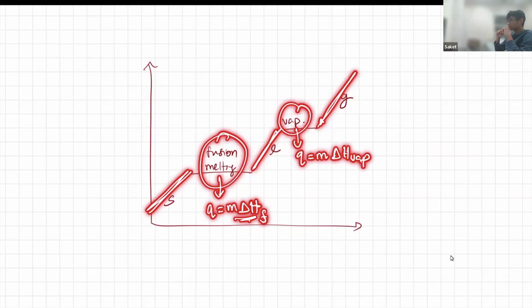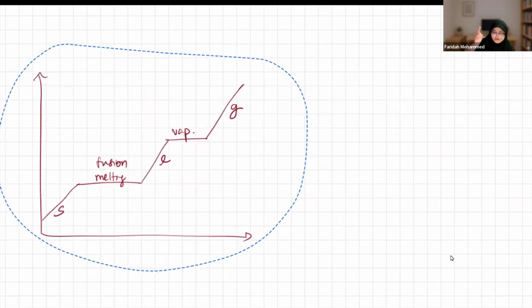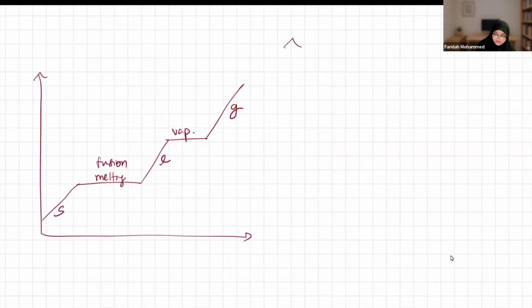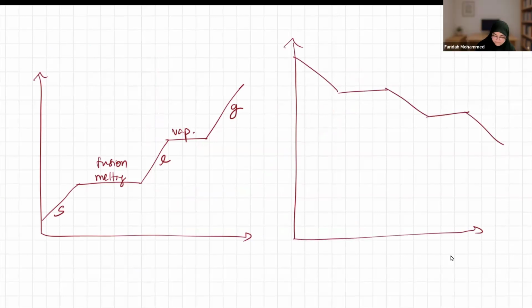Now, what about the cooling curve? For the slanted one, you just do Q equals MC delta T. Wait, sorry, which one do we use Q equals MC delta T for? The slanted. Okay. This one. Yeah.